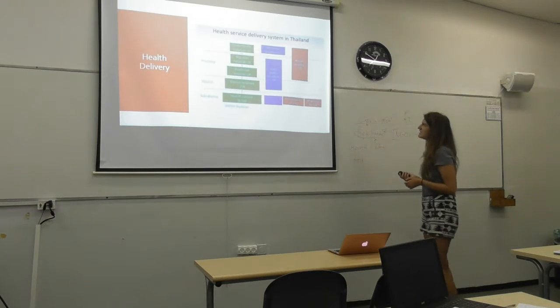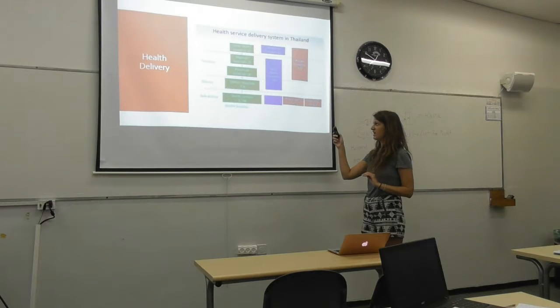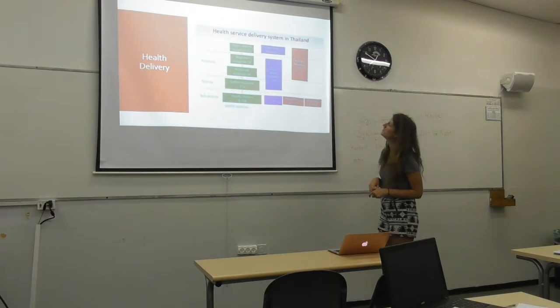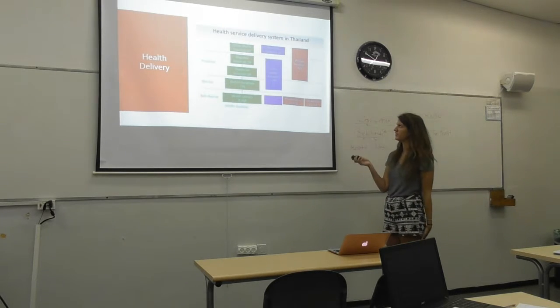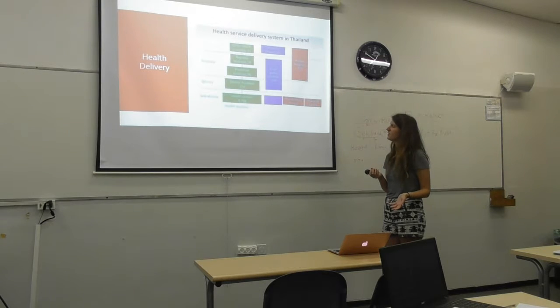So the health delivery system, you can kind of see in the chart, most of the people will go to regional hospitals or provincial hospitals if they're under the universal care scheme. If you need to see a specialist, you will be sent to a university hospital or another public hospital, but it is a referral system. And then if you can afford it, you can go to a private hospital.